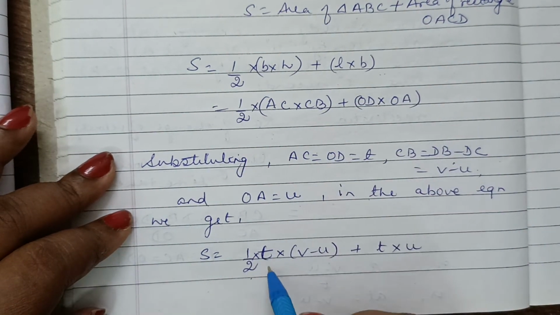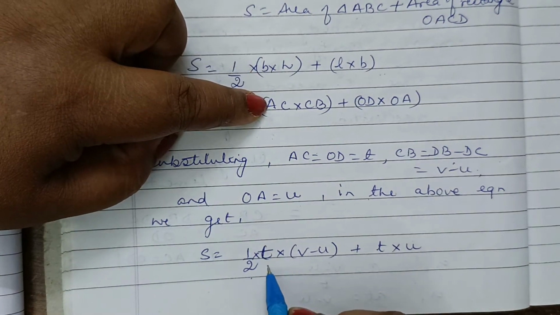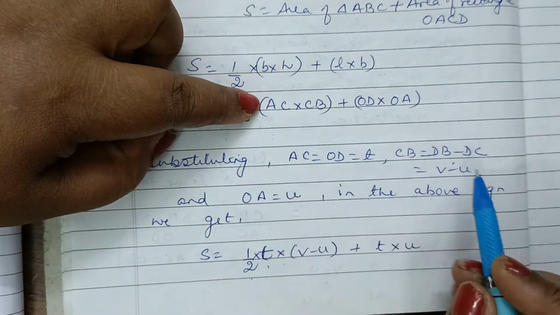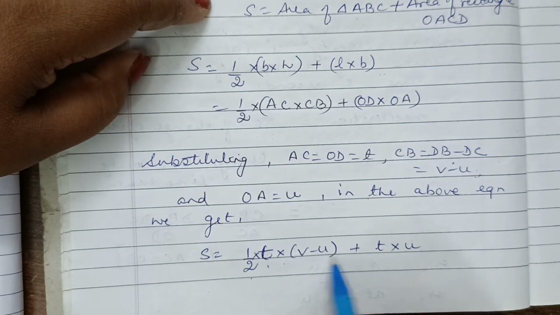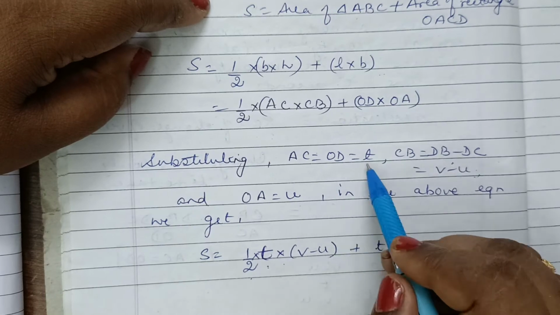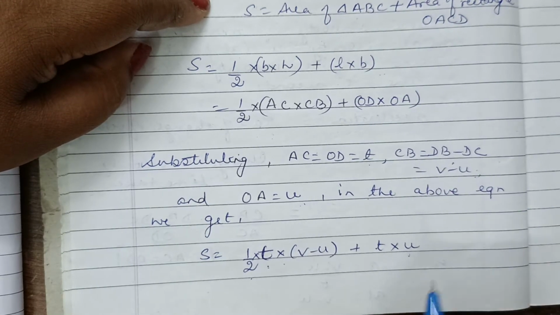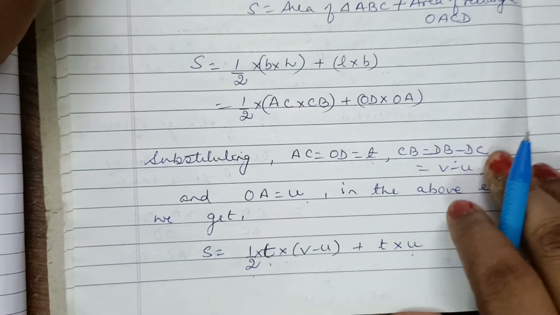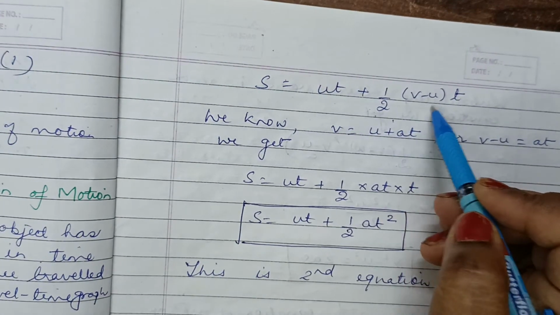We will get half into AC is equal to T. In place of AC we will put T into CB is equal to what? V minus U. So we'll put V minus U plus OD. OD is equal to T into OA, that is U, that is UT. Okay. Now what we will do, we will just solve it.